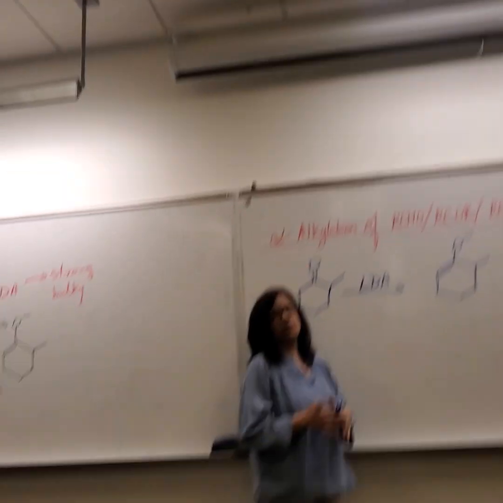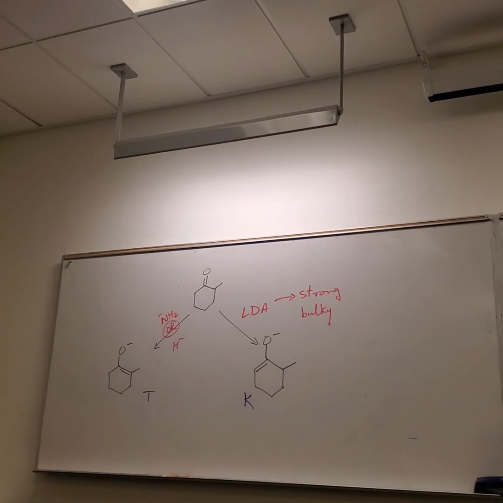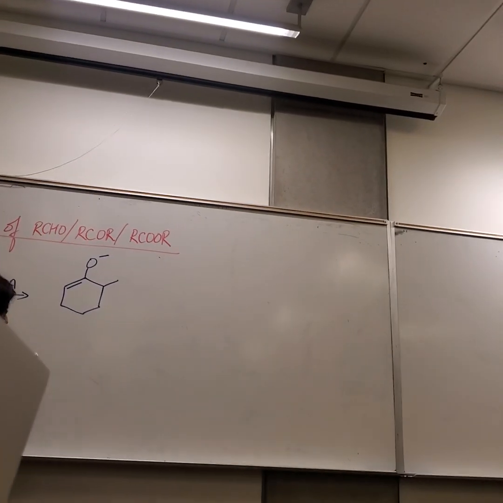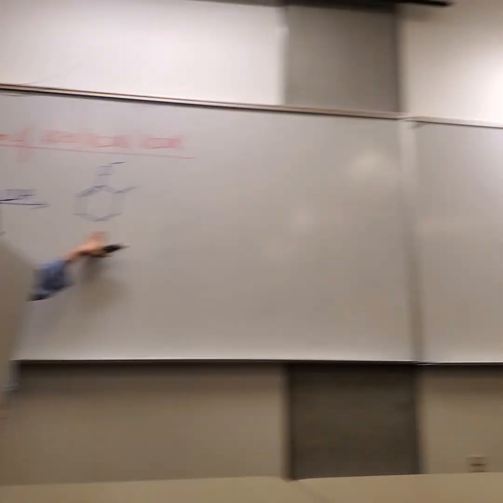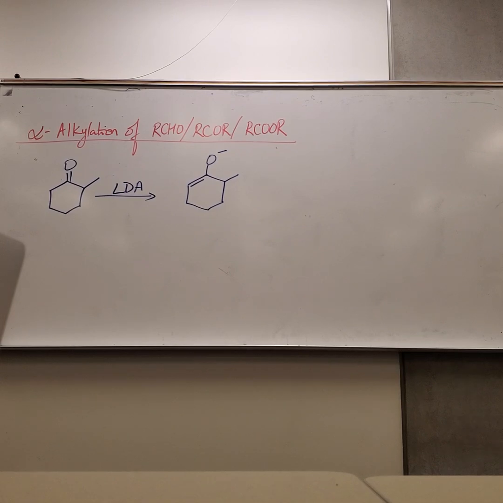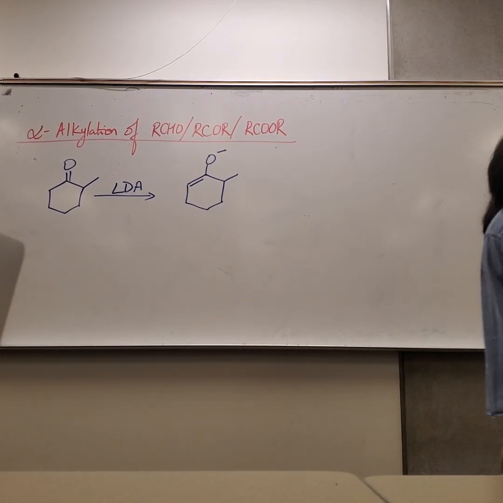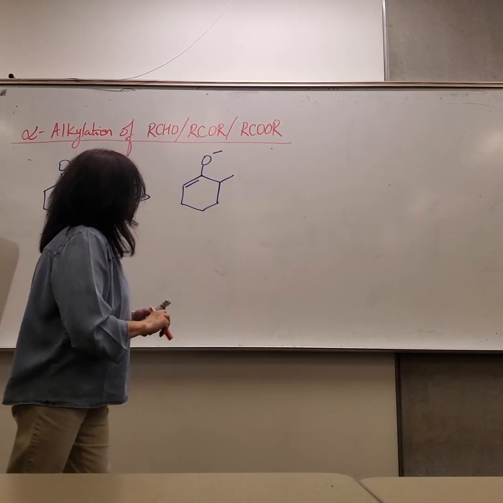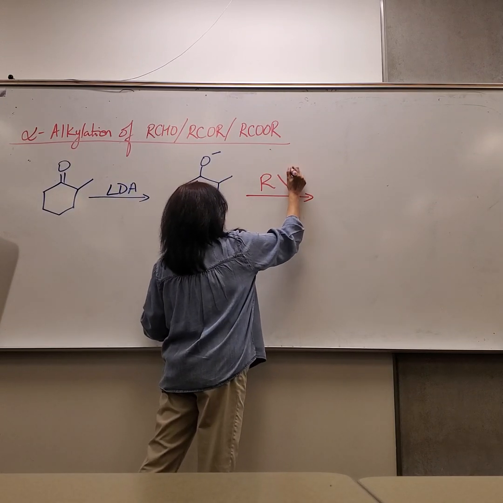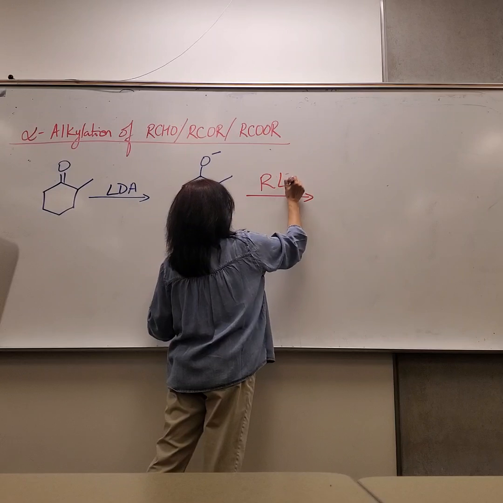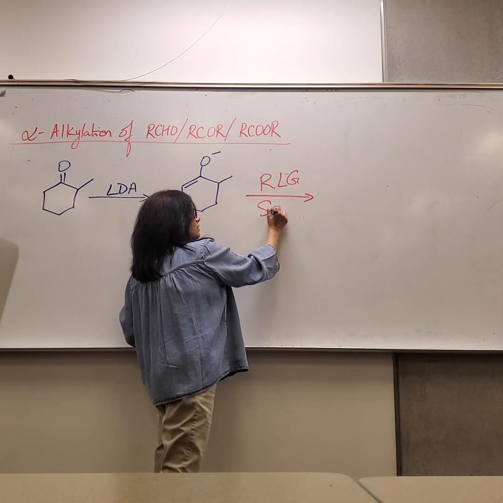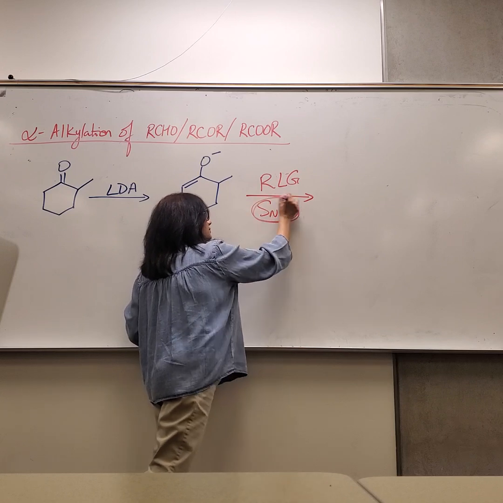But here's the thing I want to ask you. Is the enolate electron rich or electron poor? Rich. If it's electron rich, what are the two things it can do? React as a nucleophile or a base. So if I react this with some leaving group, SN2 happens. You guys remember SN2 reaction?